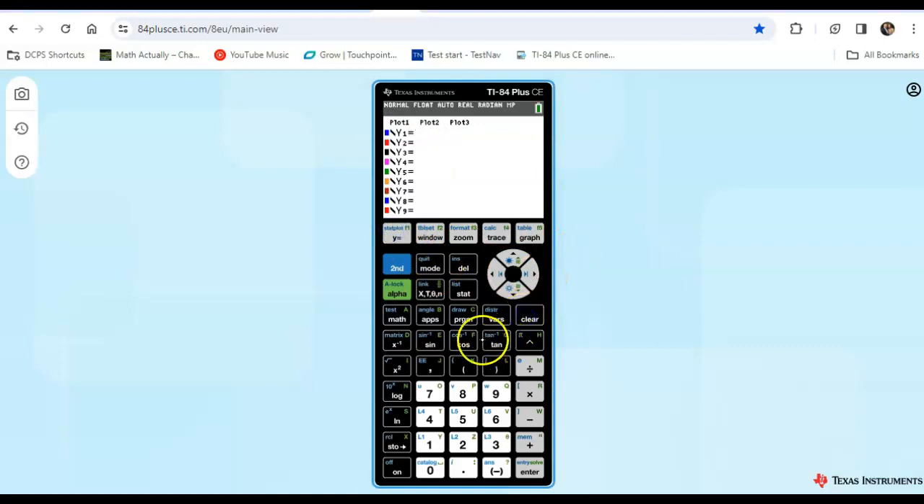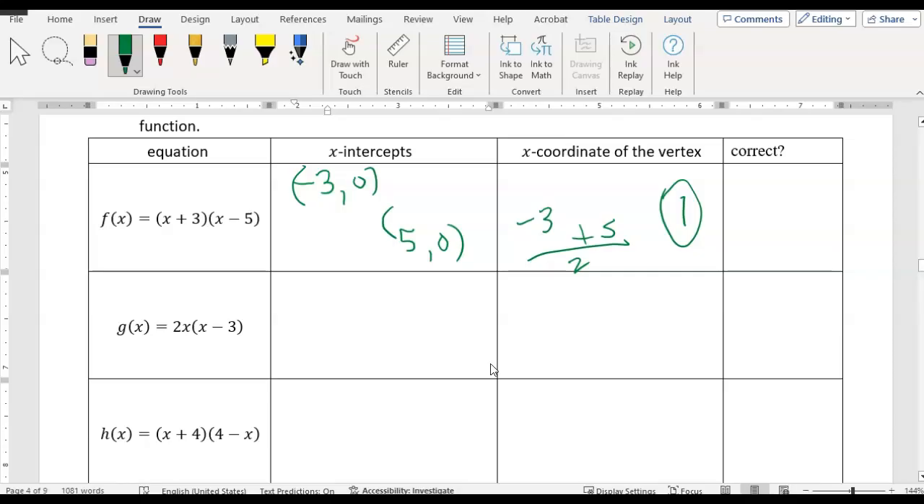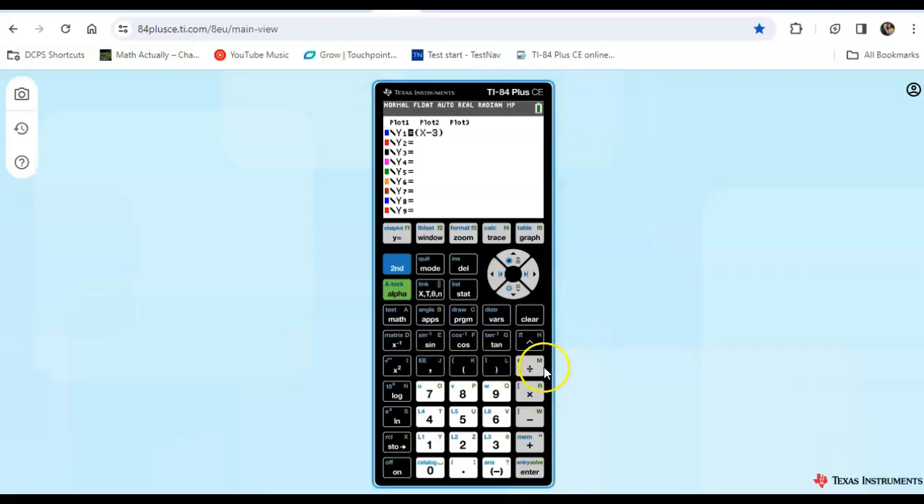Let me clear this out. So this would be x minus 3. Actually, let me make sure I remember. Oh, x plus 3. See? Nope, didn't remember correctly. x plus 3 times x minus 5. And then we're going to do graph.